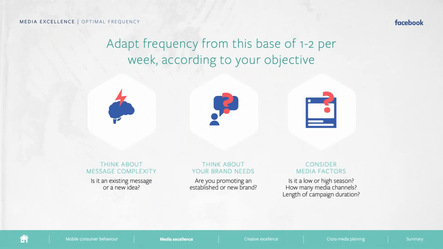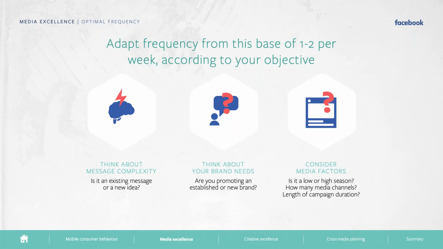However, a lot of things come into play when you start thinking about frequency. Think about message complexity. Is this an existing message or a new idea? What are your brand needs? Are you promoting a new or an established brand? Are you launching a new product, or do you just want to remind people to visit McDonald's by showing them the well-known golden arc? Are you the category leader or a challenger brand?